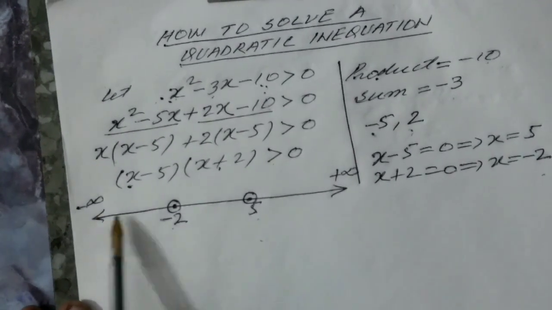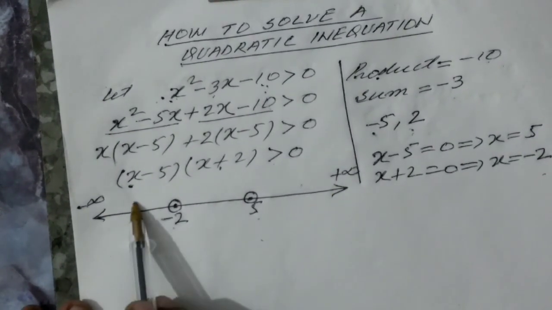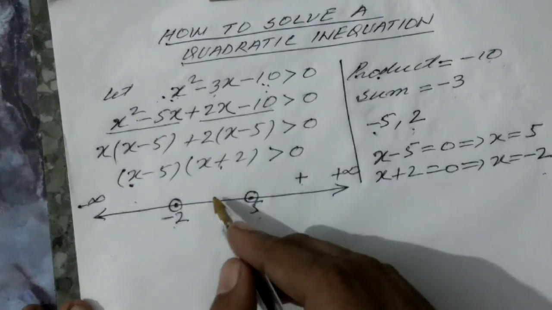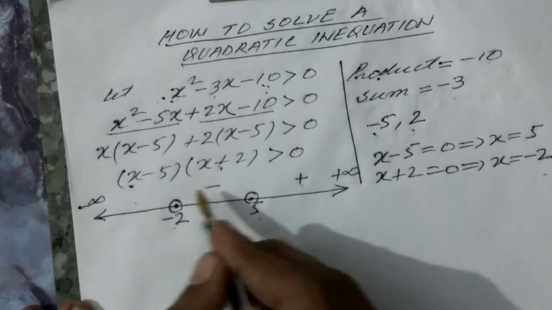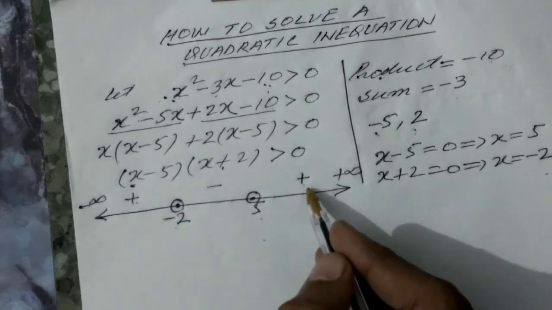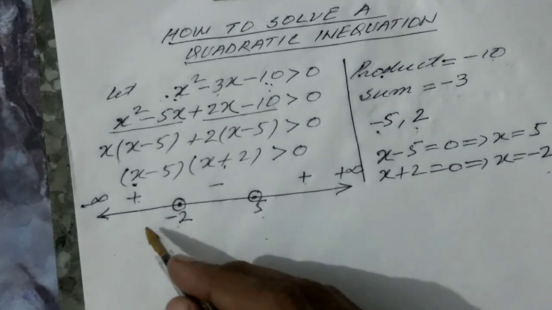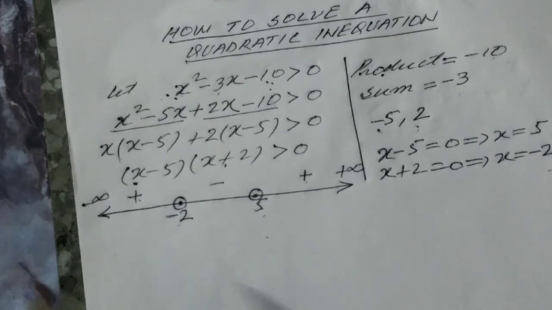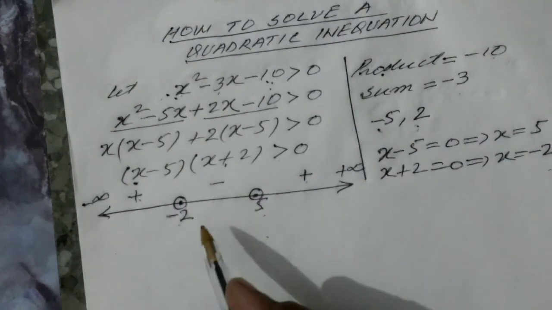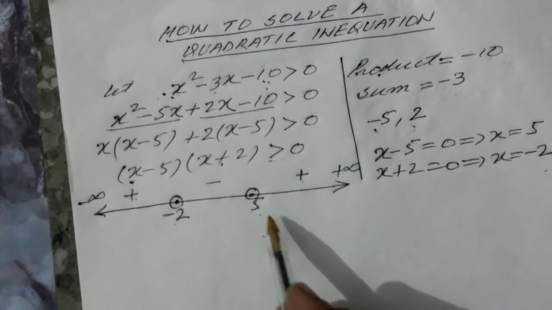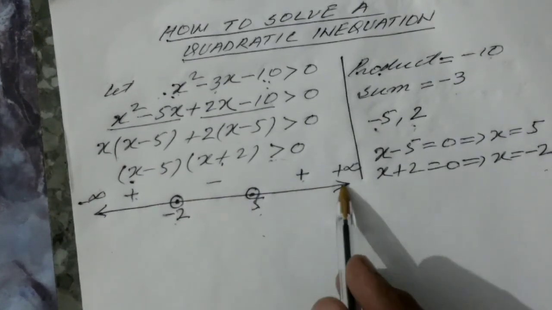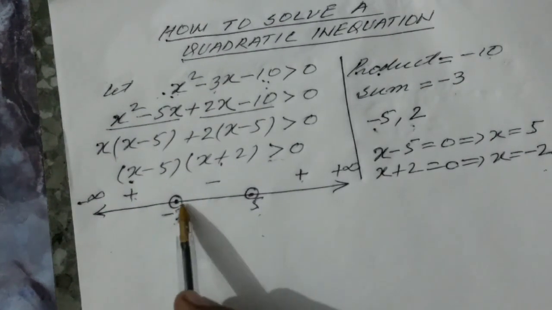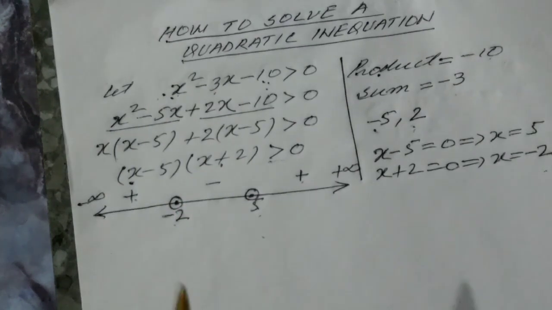After that, these 2 points divide this number line into 3 segments. At the rightmost segment we write plus, and then we put alternately negative and positive signs. So plus, minus, plus. We start from the rightmost and go on putting plus, minus alternately, and so we have filled all these 3 segments. After that we observe, if there is a greater than sign, we observe only the segments in which there is a plus sign. If there is a less than sign, we observe the segment in which there is a negative sign.